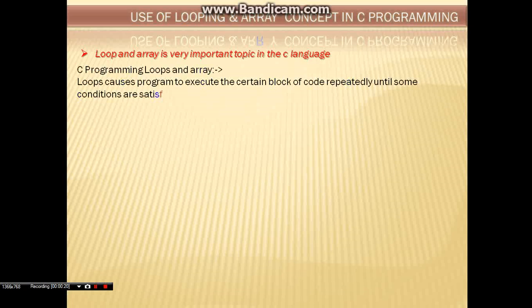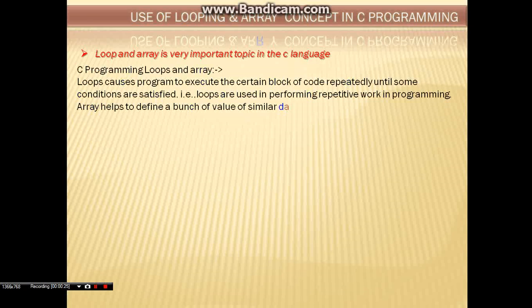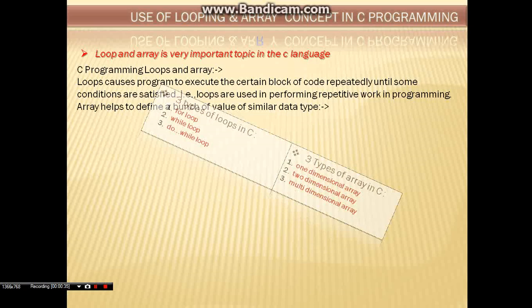Loops cause a program to execute a certain block of code repeatedly until some condition is satisfied. That is, loops are used in performing repetitive work in programming. Arrays help to define a bunch of values of similar data type.